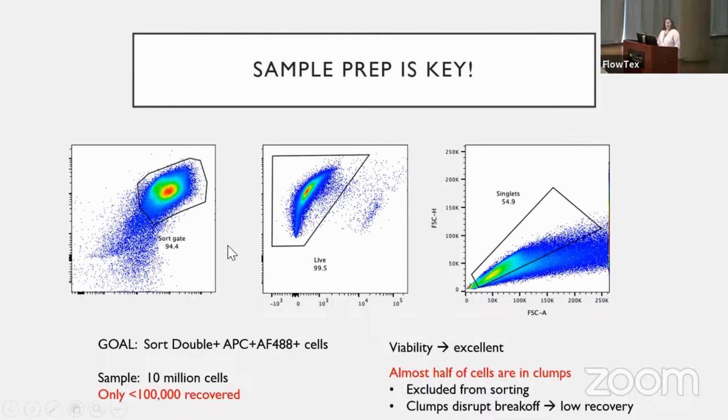This is another assay where I had somebody come in and they said they brought 10 million cells and they wanted to sort these double positives. So this is their sort gate. Okay, sample prep is going to be key here. She brings me 10 million cells, and out of this 95% double positive, she got only 100,000 cells out of that. That is a lot of time and money wasted.